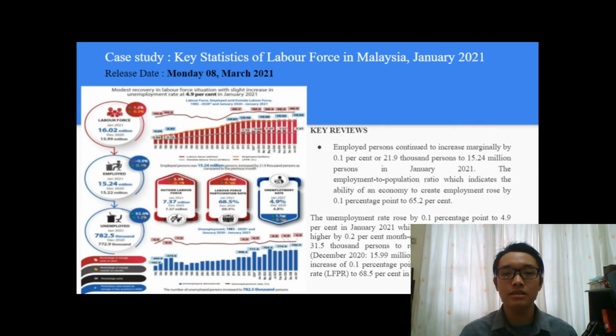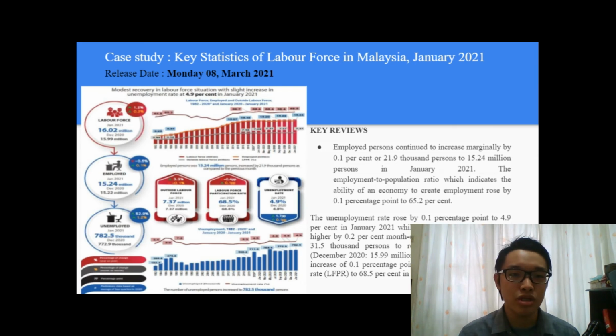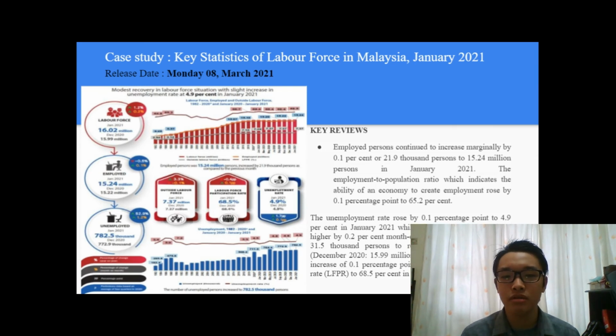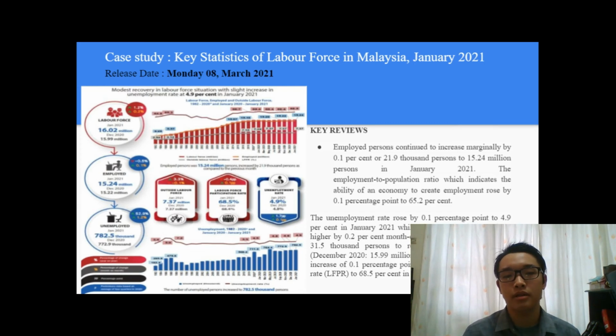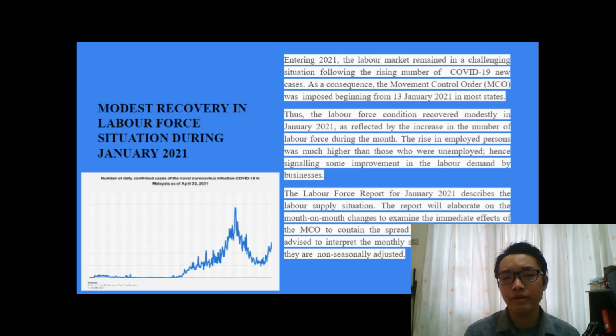So this is just the employed person. The unemployment rate rose by 0.1 percentage point to 4.9% in January 2021, while the labor force is higher by 0.2% month on month with an addition of 21.5 thousand people recorded. There are graphs here on my left hand side. You can see there are two graphs, a bar chart and a dotted plot, showing the modest recovery in the labor force situation during January 2021.